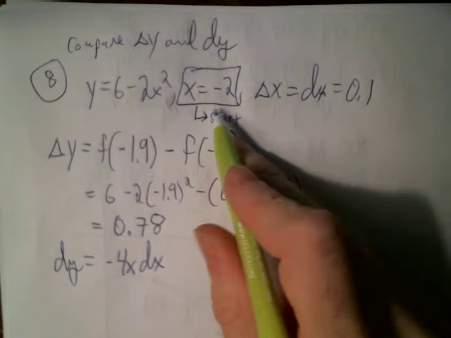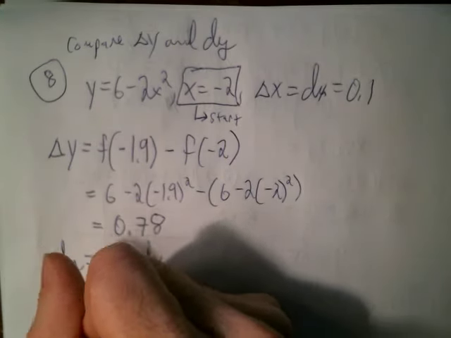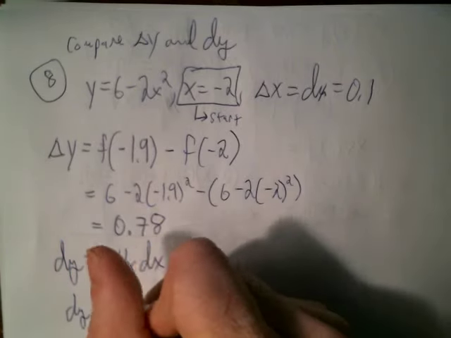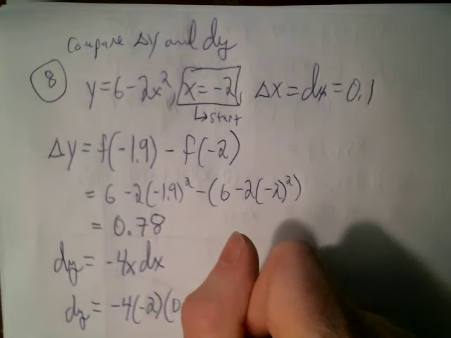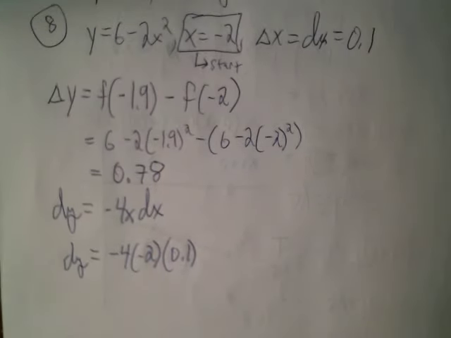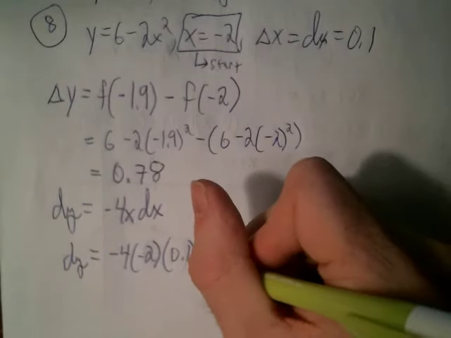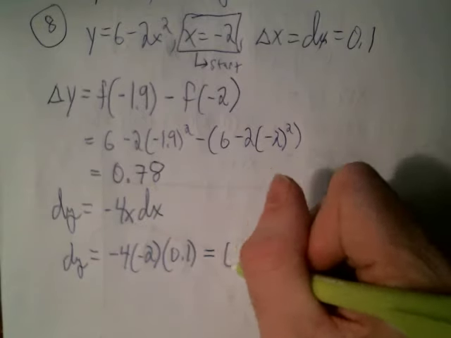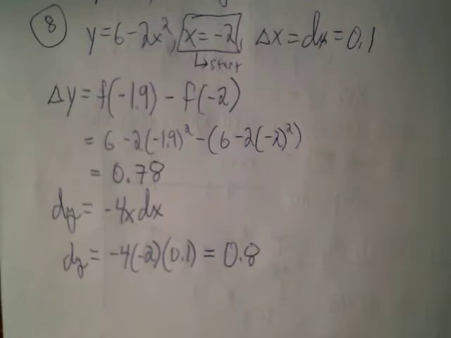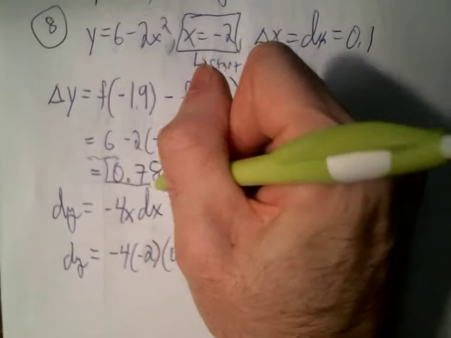And so let's use our information. In this case, our x value is negative 2, and our dx is 0.1. Okay, so you'll have negative to negative is positive. 2 times 0.1 is 0.2. 0.2 times 4 is 0.8. Okay. And then we see, okay, these are relatively close.